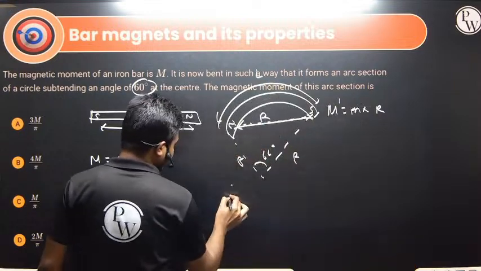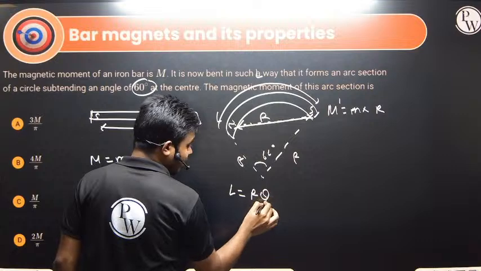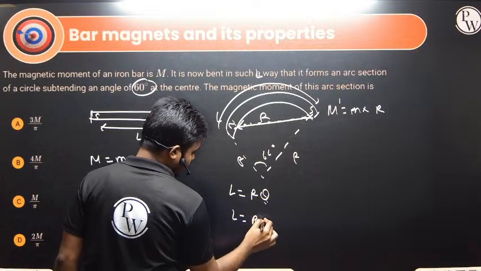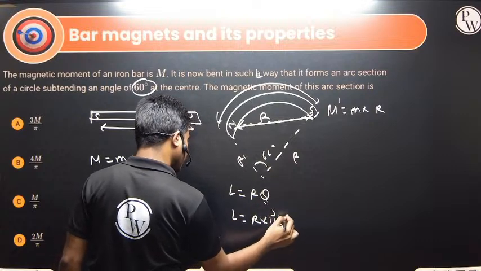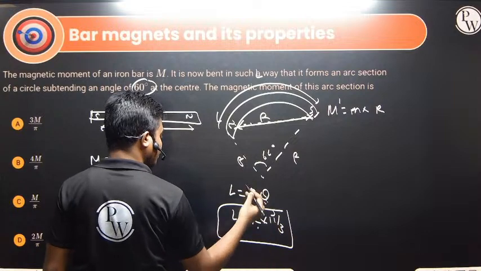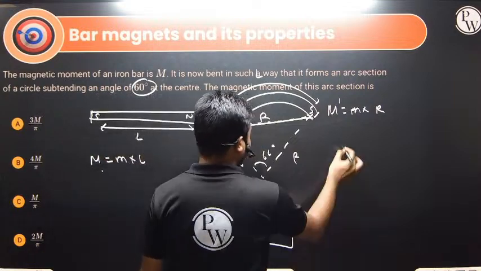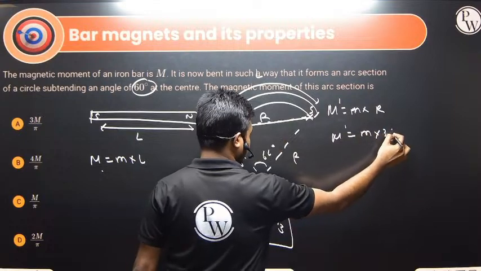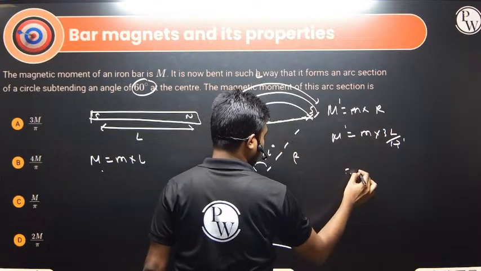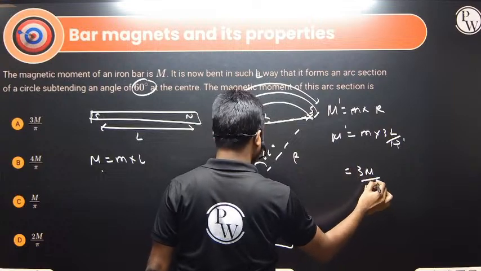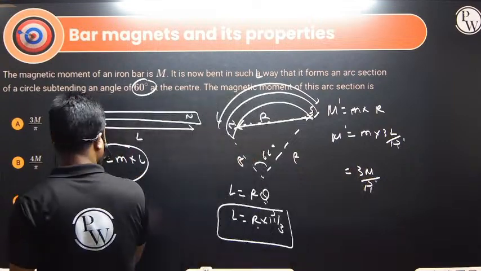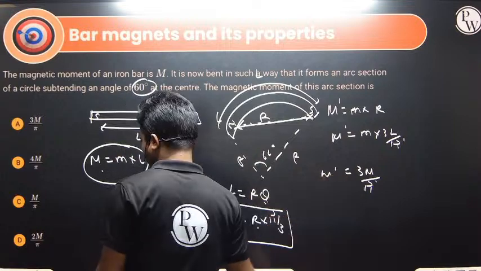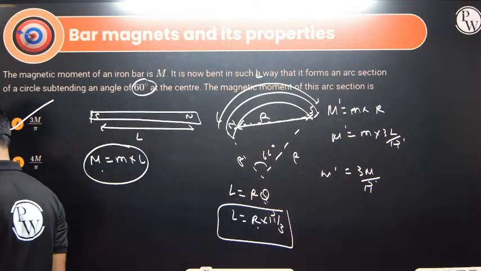So here we can write L equals R multiplied by theta, where theta should be in radian. So L equals R theta, in radian means this will be pi by 3. Has to be in radian. So from here R we can write 3L by pi. So M dash is equal to M into R. What is R? 3L by pi. So this will be 3 capital M divided by pi. What is M here? Original M is. So this is M dash, 3 capital M divided by pi. Answer is option A.